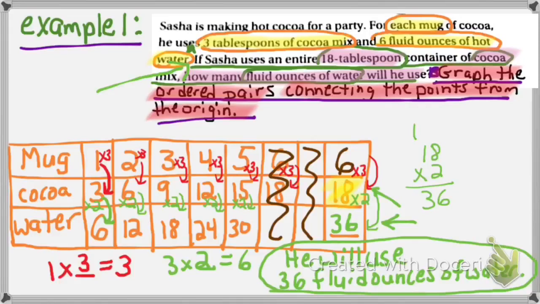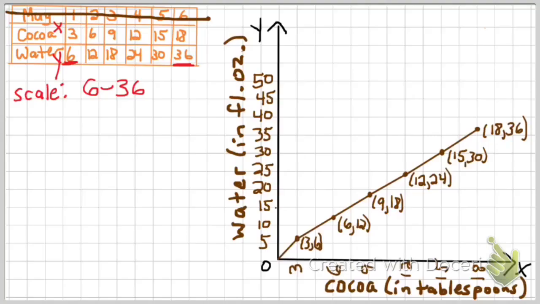Part A, if Sasha uses the entire 18 tablespoon container of cocoa mix, how many fluid ounces of water will he use? I have my answer right down here. He will use 36 fluid ounces of water. Part B, graph the ordered pairs connecting the points from the origin, and that's what I did right here. The only thing that looks like I'm missing here is a title.